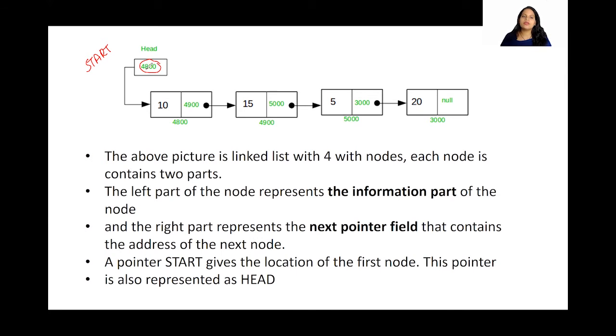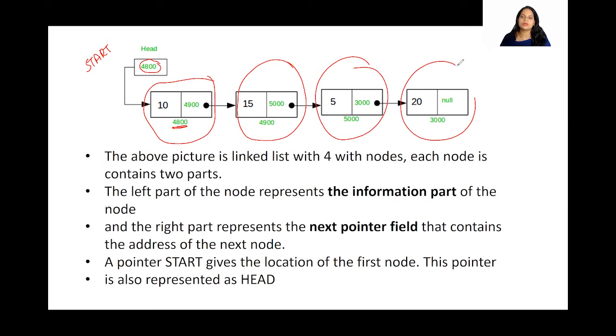So see this here, 4800 is nothing but the address of the next node. So this is a node. Similarly, this is my second node, this is my third node, and this is my fourth node. Now, the start node always contains the address of the first node. So when I come to this particular memory location, this is where my data is stored.